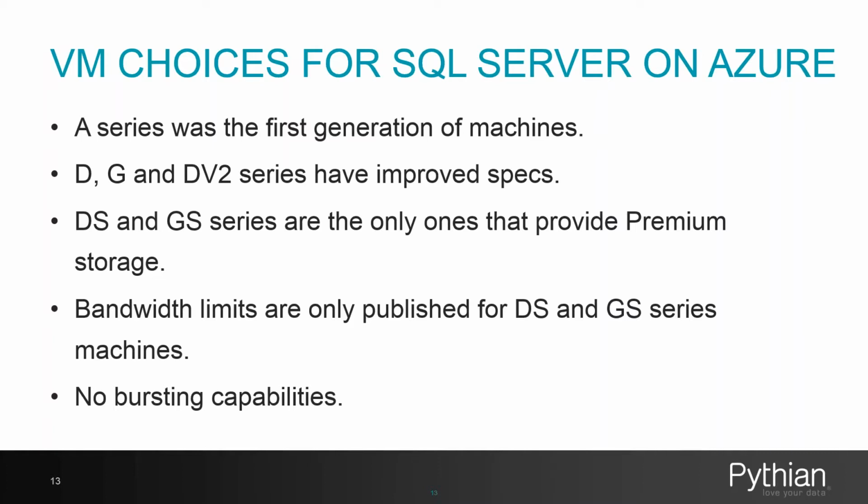Bandwidth limits, just like we discussed for AWS, can become a bottleneck, but these bandwidth limits are only published for DS and GS series machines. And there are no bursting capabilities for DS or GS. There's nothing like the T2 machine that I mentioned on Amazon. They don't exist on Azure. Whatever bandwidth or CPU you get, that's it. You're not going to be able to burst.